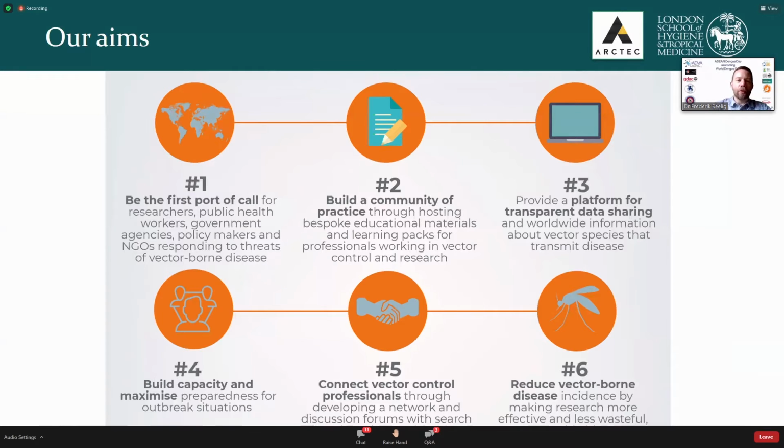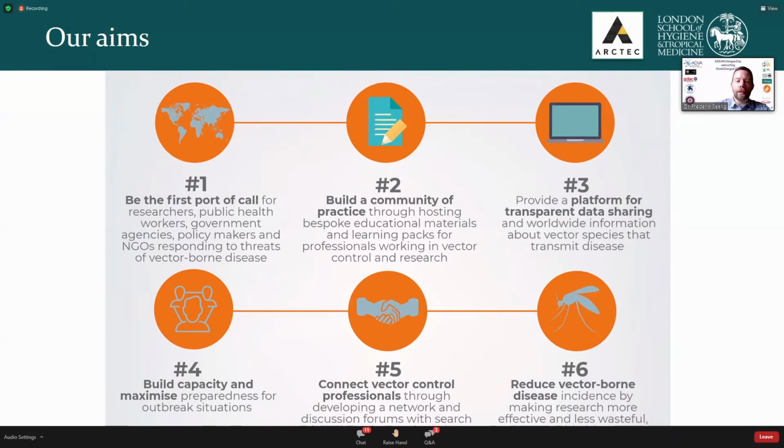Again, as Leo had described, we want to be the first port of call for different stakeholders. We want to build a community of practice, really hosting bespoke educational material and training packages. We are building a platform for transparent data sharing, and crucially, we want to build capacity and maximize preparedness for outbreak situations. And this is clearly something that has become even more apparent through the COVID-19 pandemic. And I will mention this in a moment in a bit more detail.